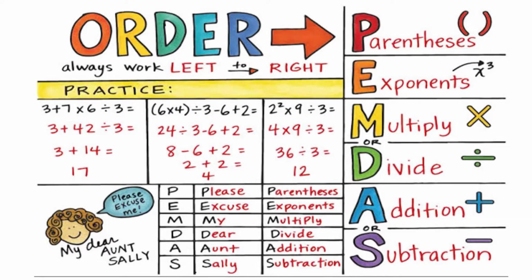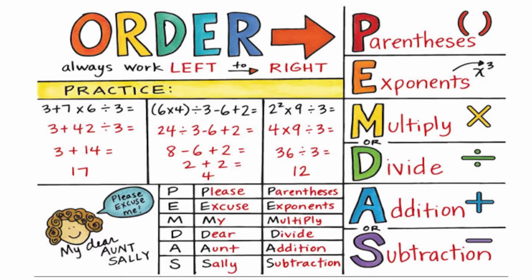In the first step, we will multiply 7 and 6, which is 42, and then we will divide 42 by 3, which is 14, and the final outcome will be 3 plus 14, which is 17. Let's go on to the next problem.